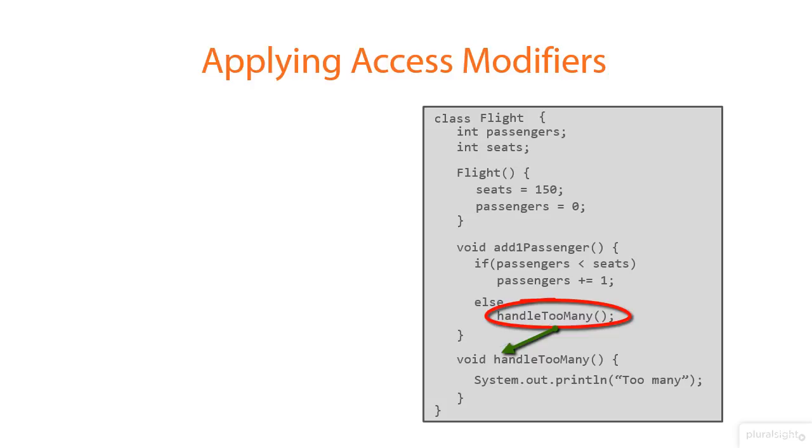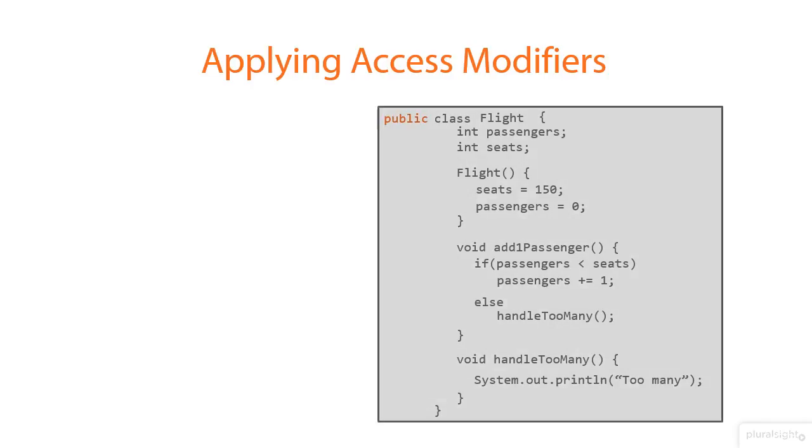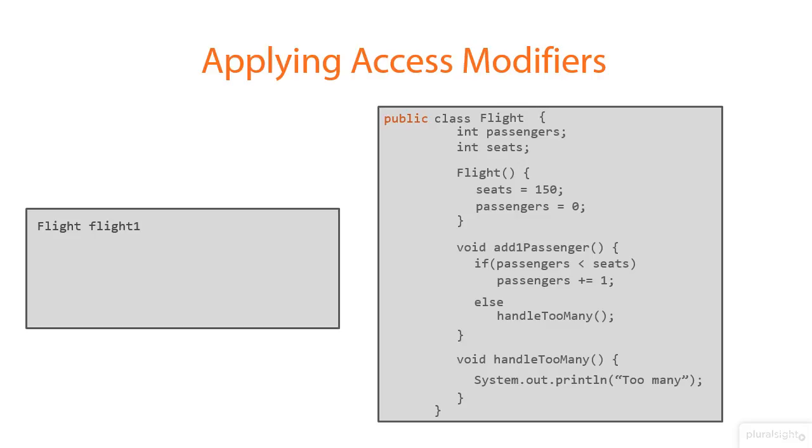The idea being that when we call addOnePassenger, if there's not enough seats, addOnePassenger will call handleTooMany to do whatever we want to have happen when we have too many passengers. So now let's take this and we'll go ahead and add a public access modifier to class Flight. Now what that means, of course, is that we're now allowed to access class Flight from anywhere. So we can go out there and declare a variable called flight1 of type Flight.